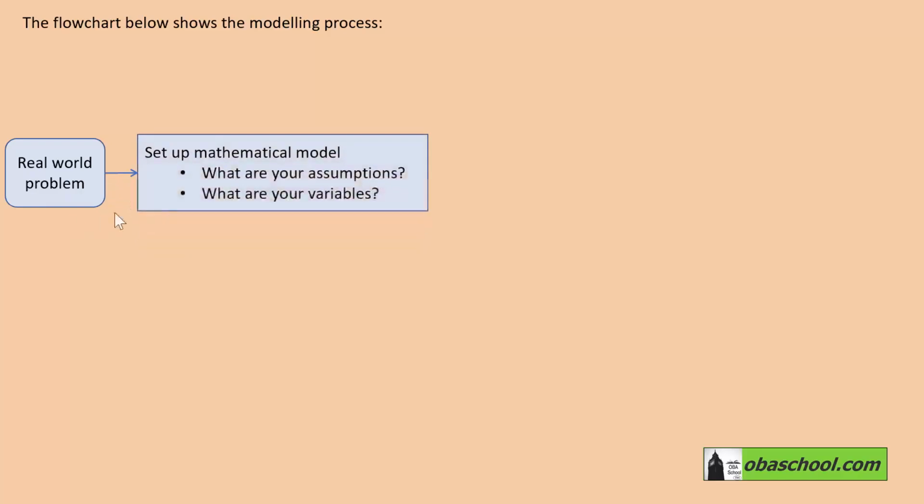The flowchart below shows the modelling process. So we start with a real-world problem, which may be very complex with lots and lots of variables. From that, we set up a mathematical model. We decide on our assumptions, we decide on our variables. And of course, at this point, what we're trying to do is simplify this real-world problem. We'll try to leave out things that would be very complex to work with mathematically.